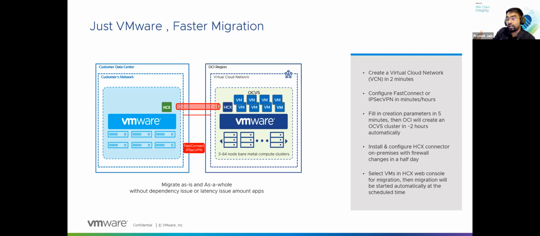From an OCI perspective, a VCN creation generally takes about 2 to 5 minutes. You can configure an IPsec VPN from your on-premises SDDC to Oracle Cloud VMware Solution. Create your OCVS SDDC in 1.5 to 2 hours, depending upon the nodes you've added, but at a max it takes 2 hours. Once you have configured HCX, you can start migrating workloads within a day.